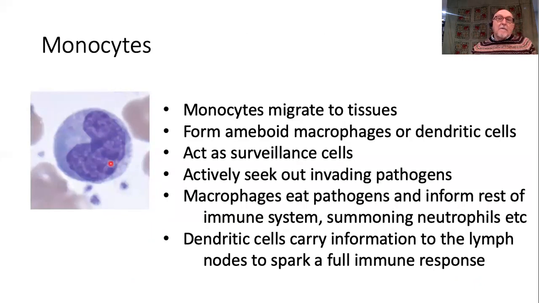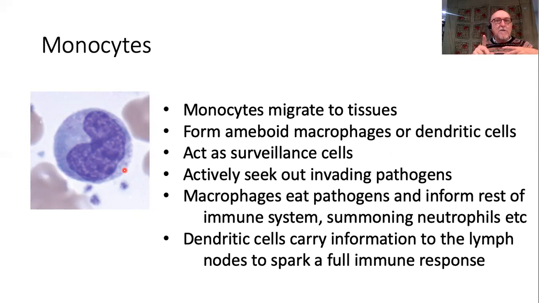So the neutrophils are actually summoned to a site of infection by monocytes. I'll tell you this. Monocytes, this is a monocyte that we see in the blood slide. This is what it looks like when it's circulating in the blood circulatory system. But monocytes have the ability and the fate that they actually leave the blood circulatory system and they move through all of our tissues. And as they move through the tissues, they form two kinds of cells.